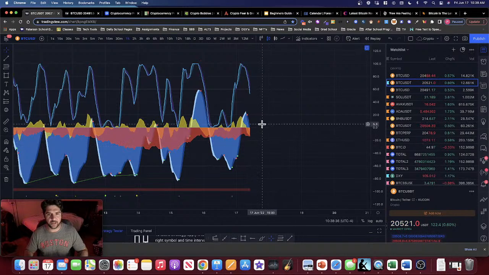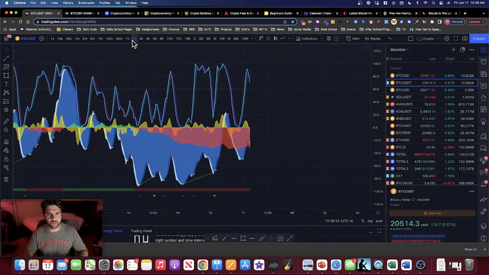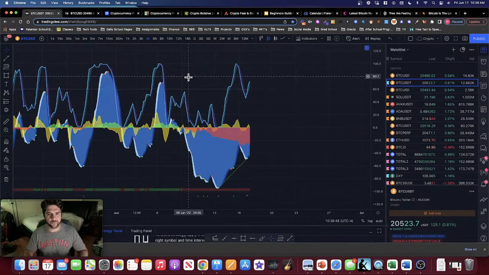VWAP coming down here on the hourly. You had just printed a red dot, so you were living up there for a little bit. It looks like we're going to be coming down past 20K. Just saying. Take a look at the 4 hour.